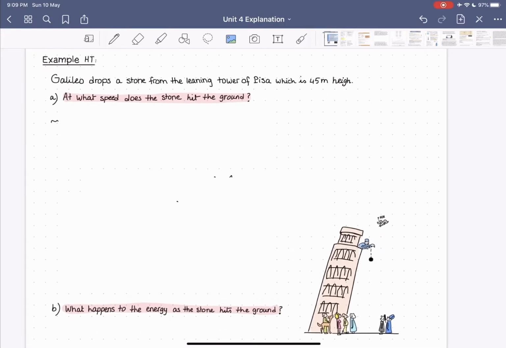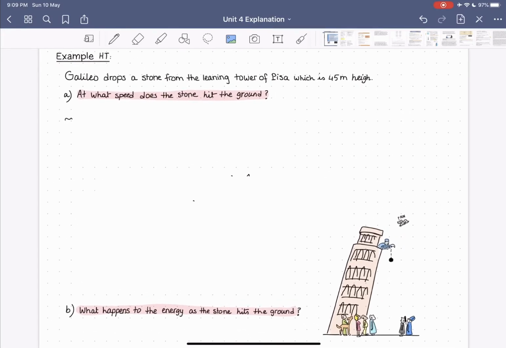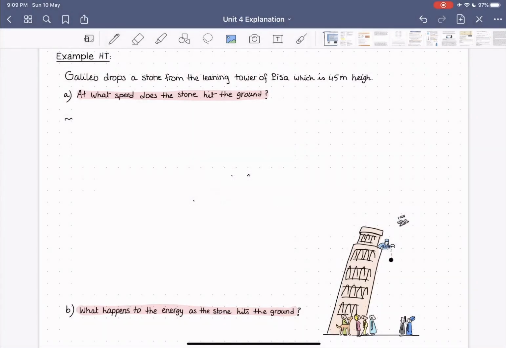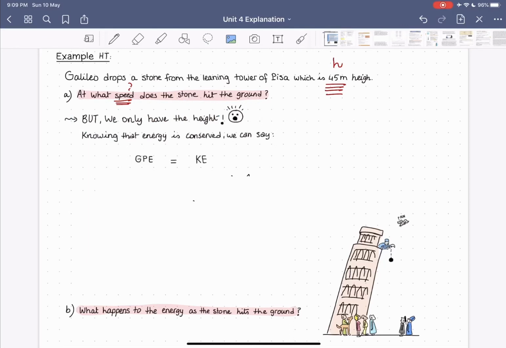Okay, now this is a slightly harder type of question. Galileo drops a stone from the Leaning Tower of Pisa, which is 45 meters high. At what speed does the stone hit the ground? The only thing given in this question was the height, nothing else, and we want to get the speed from that. Most students told me, how is that even possible? We only have the height.